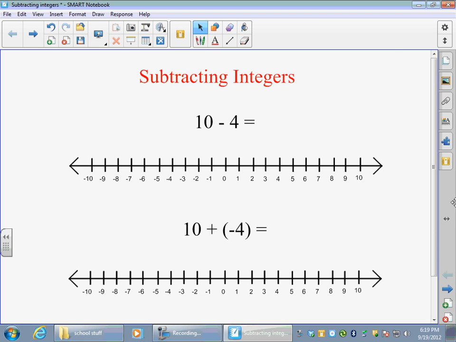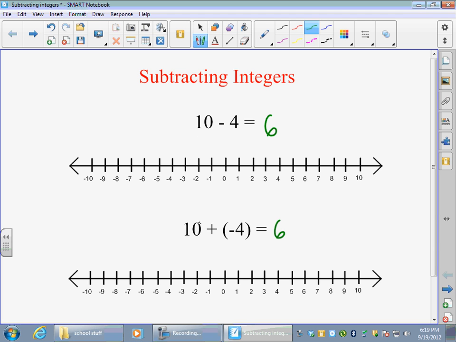So the first thing we're actually going to do is look at two problems that are very similar to each other. We have 10 minus 4 and 10 plus negative 4. And we all know that 10 minus 4 is 6. And we know from when we did our addition problems that the rule when you had one positive and one negative was you take the sign of the bigger one, which would be 10, so the answer is going to be positive, and then you subtract these. So 10 minus 4 is 6.